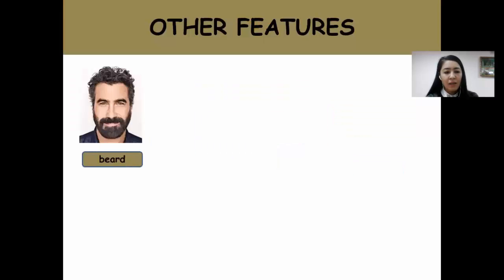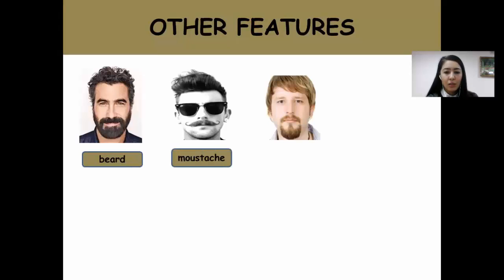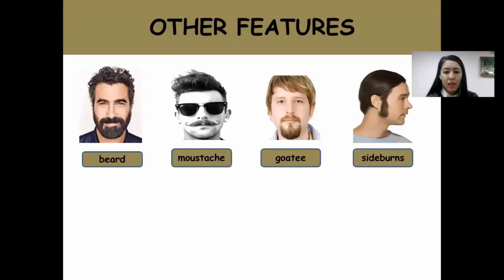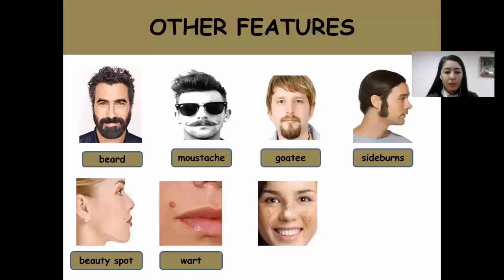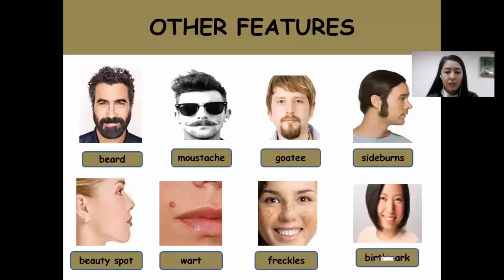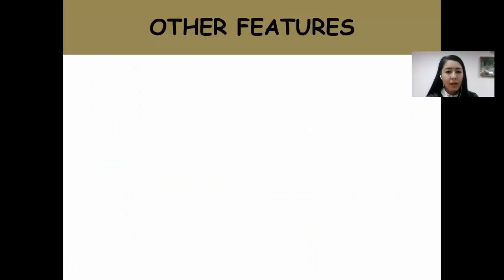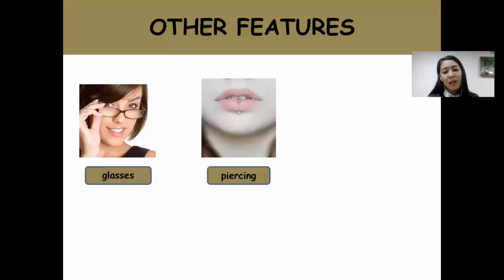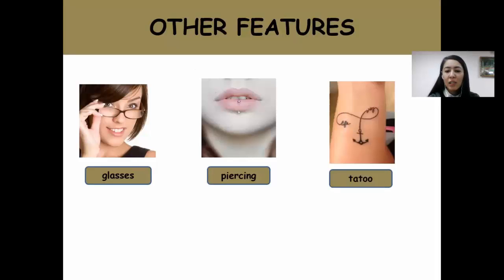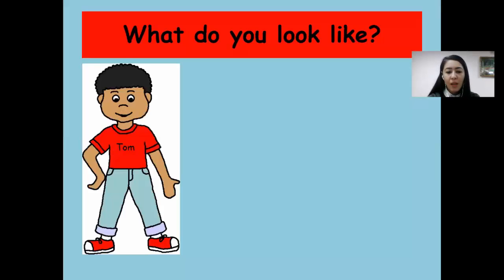And we have got a beard, for men a mustache, sometimes a goatee, and others. Sideburns, and we have got beauty spot, warts, freckles, birthmark, and others. Sometimes we can have glasses, we can have piercing in our lips, and we can have a tattoo. So let's now talk about physical character, okay?